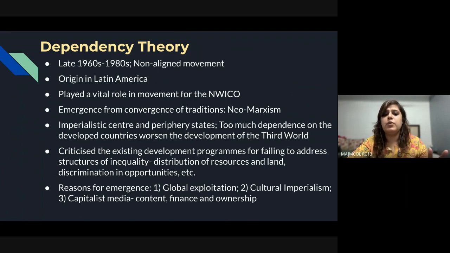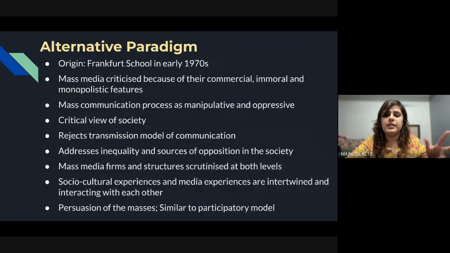Therefore, the reasons for the emergence of this particular theory were global exploitation by the West, and cultural imperialism, wherein the Western countries were showing that they were better than the third world countries. Then the media was capitalizing on the entire scenario of the Western media imposing their development model on the third world, and this led towards the development of an alternative paradigm. The alternative paradigm has its origin in the Frankfurt School in the early 1970s.